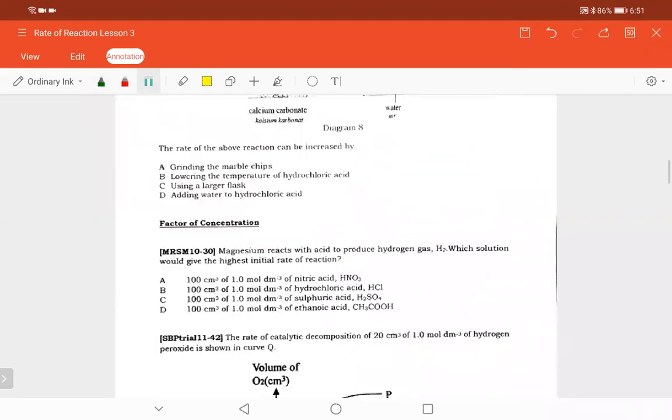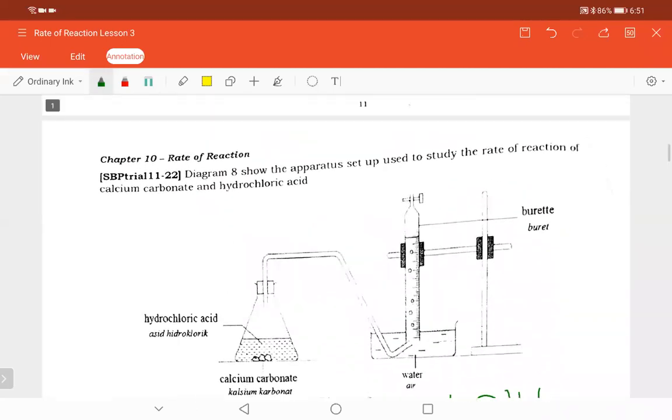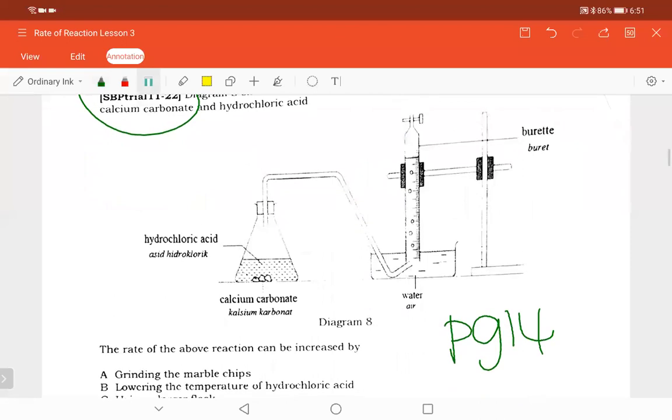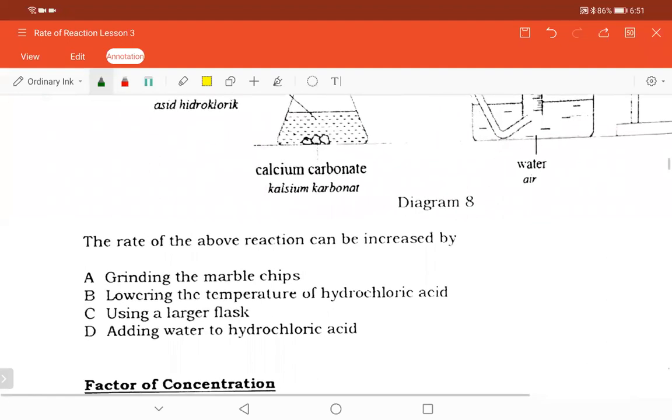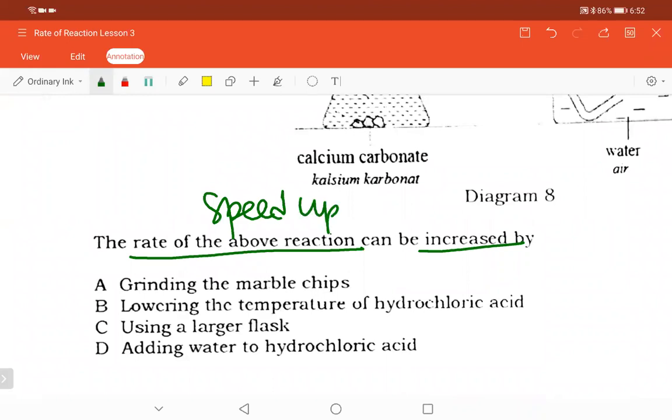Another question: turn to page 14. Everyone turn to page 14, look at the first question. This is SBP trial 1122. So this is a trial exam paper, a percubaan paper. The question asks, the rate of the reaction above can be increased by how? So how are we going to speed up the reaction?